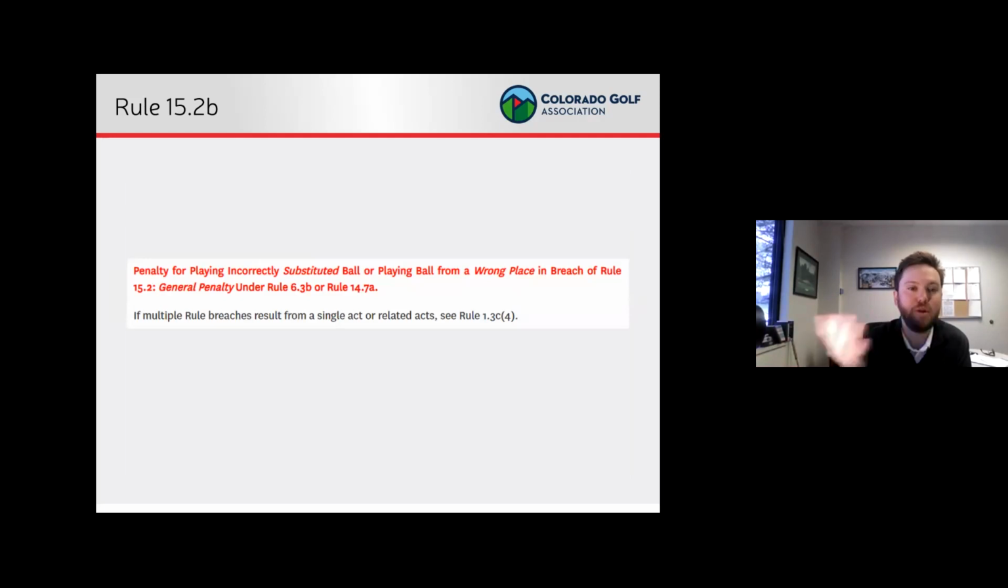All right, so for the penalty for playing a substituted ball or playing a ball from a wrong place in breach of Rule 15.2, you get the general penalty under 6.3b for a substituted ball, or 14.7a for a wrong place. Again, that could be my ball's against a rake, I move the rake, my ball moves, I play it from where it lies. That is a wrong place penalty, not a serious breach in all likelihood. So that's why we don't like the rakes in bunkers being in those positions, because if the player moved it just because they had to and the ball just rolled backwards and they said, well, this is where I got to play it, then they would be penalized for playing from the wrong place. So that's why we want to avoid that. Again, it happens, obviously, but that's why we choose to try to avoid that as best we can.